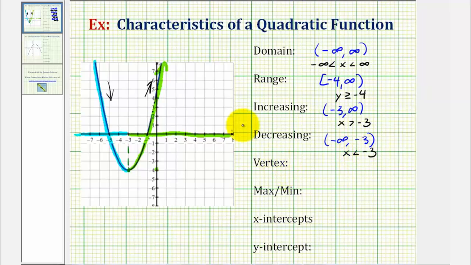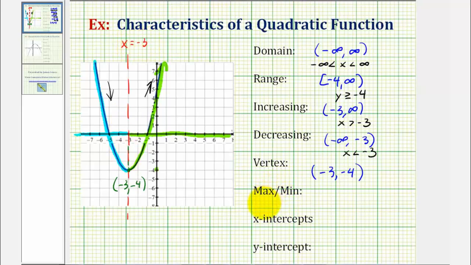Because the parabola opens up, the vertex is the low point on our graph, which is here with an x-coordinate of -3 and a y-coordinate of -4. So this would be the vertex. Remember that the vertex is also the only point that's on the axis of symmetry, which would be this vertical line here, x equals -3.